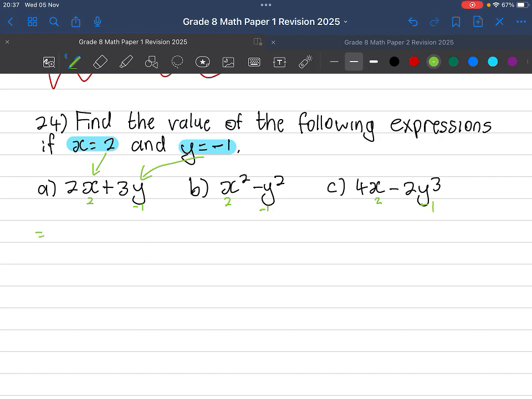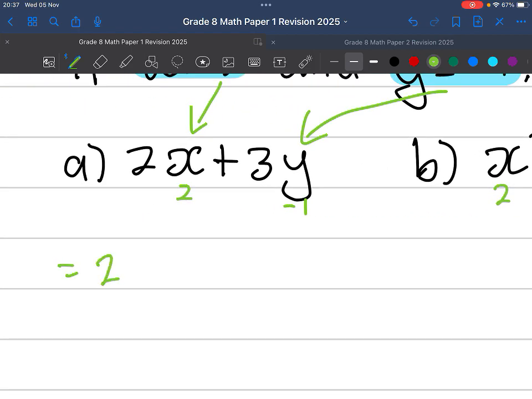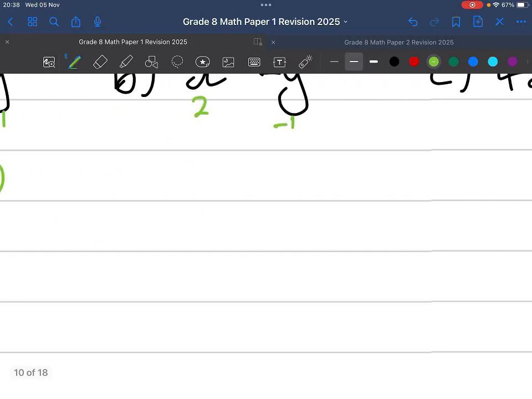So let's have a look here. Whenever you substitute, put brackets. So 2, and then you got this negative 1. 2 times 2 is 4. 3 times negative 1 is negative 3, and your answer is 1. So the value of the first expression is 1 if x is equal to 2 and y is equal to negative 1.